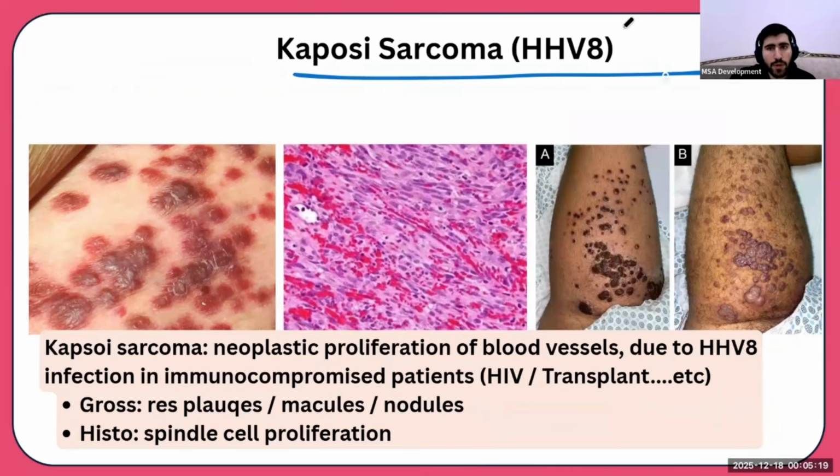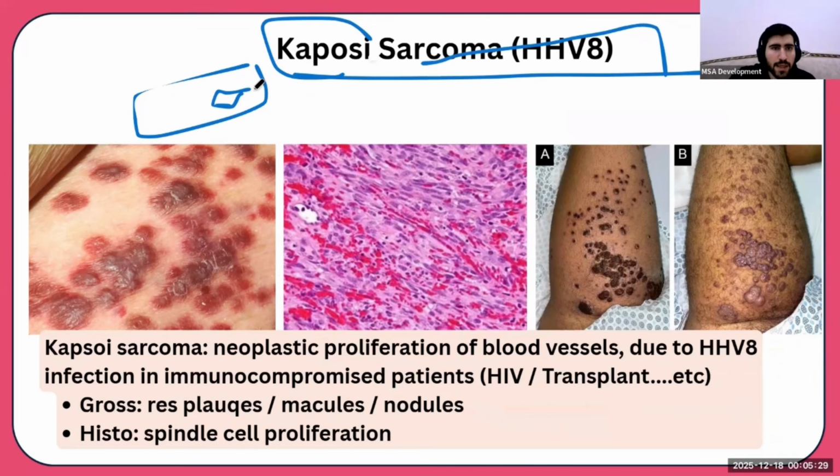Now we have something called Kaposi sarcoma. Please, guys, this is very important. I got it wrong in my exam, okay? Normally, we have the skin, and under the skin, there are blood vessels, okay? Kaposi sarcoma is neoplastic proliferation of these blood vessels. So we have cancer of the blood vessels under the skin. Now, why would a blood vessel have cancer? It is due to an infection, due to a virus called human herpes virus 8.